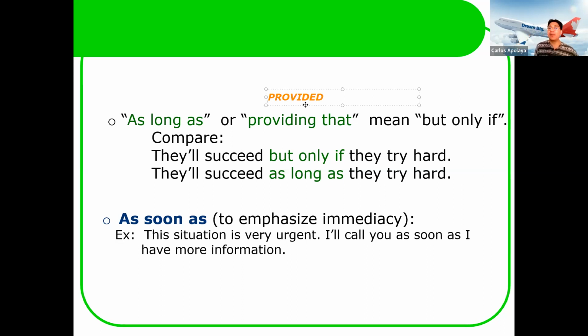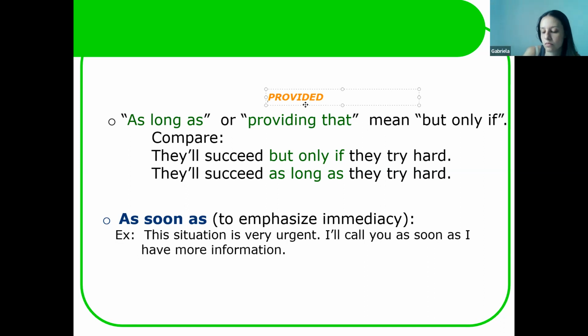Remember that, providing that, as long as, provided, but only if, siempre y cuando. Ellos tendrán éxito o serán exitosos, siempre y cuando lo intenten seguido. Did you understand? As long as, provided, but only if, and provided? Yes.